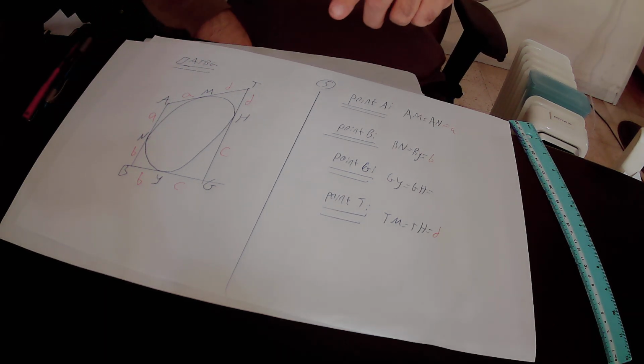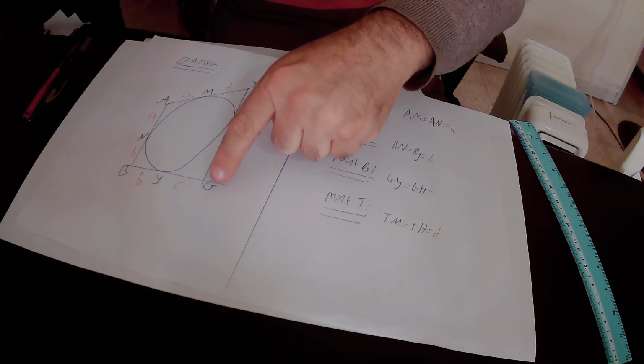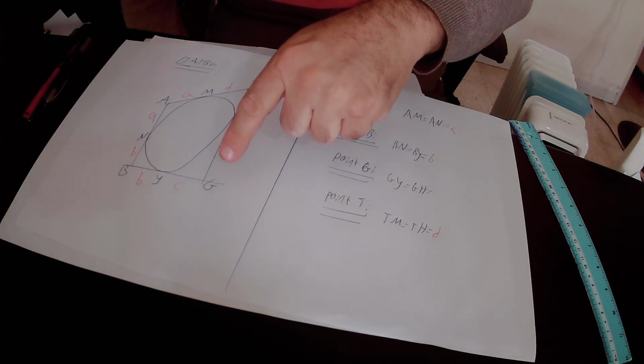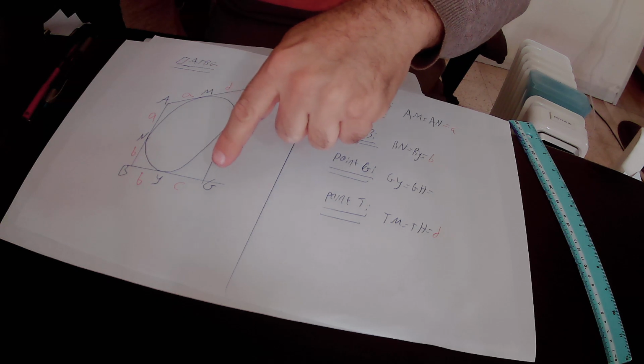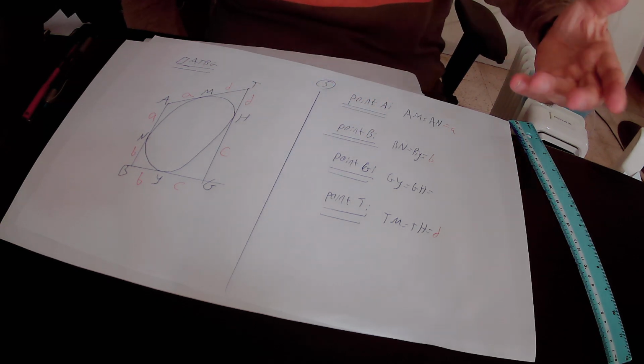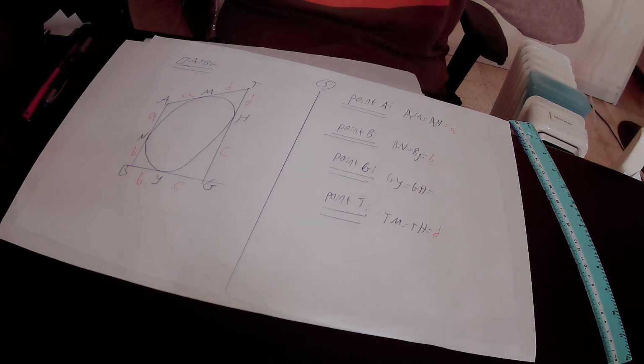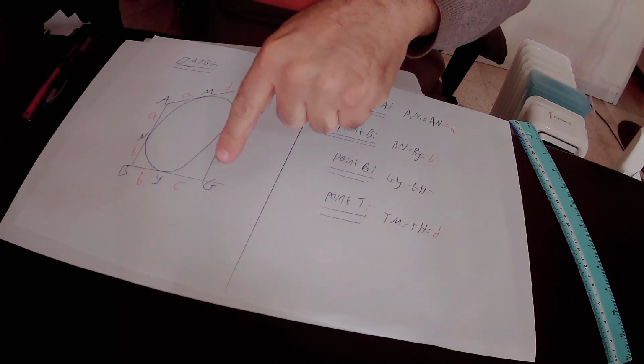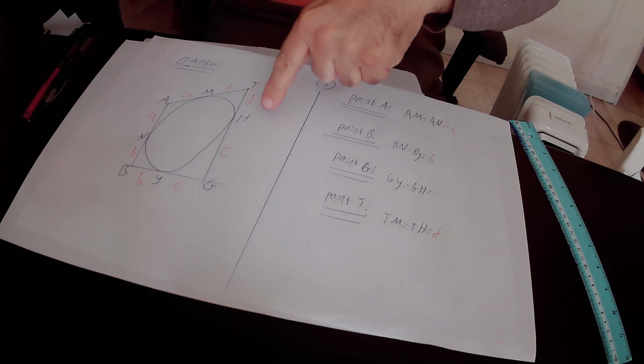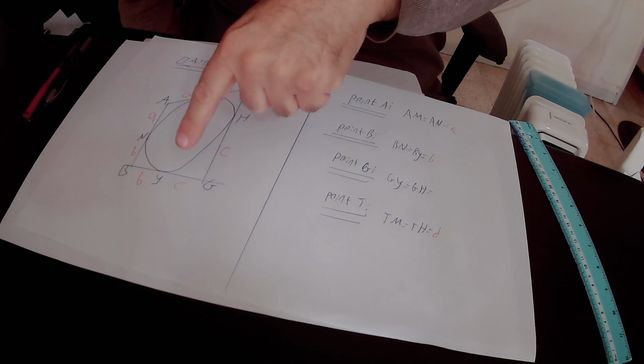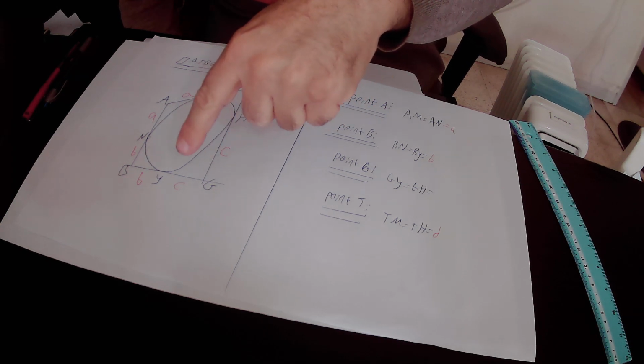Then we focus on the common external point C. From the common external point C, we have two tangents to the circle, tangent CY and tangent CE. According to rule number 2, they are equal to each other. That is to say, CY equals CE. So if we define the length of CE as c, then CY must also be equal to c, because they are equal to each other.